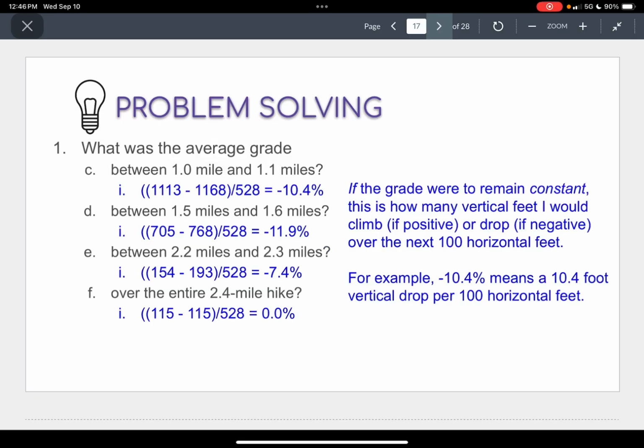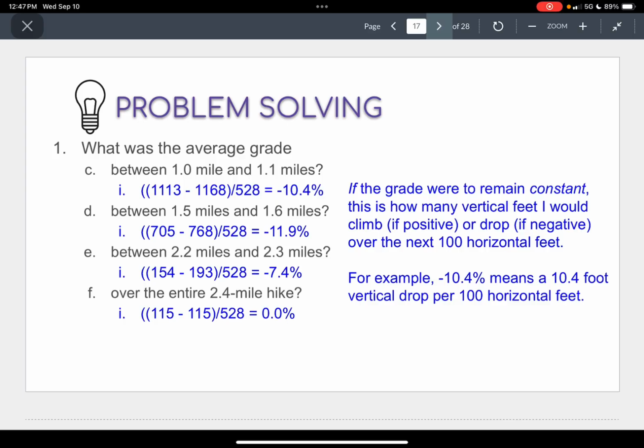And we can repeat these calculations for the indicated segments of my hike. Now notice on these calculations, the next 3 values are all negative. What does that mean? Well, it means that I'm having a vertical drop rather than a vertical gain. So if the grade were to remain constant, this is how many vertical feet I would drop, if negative, over the next 100 horizontal feet. So 10.4 foot vertical drop per 100 horizontal feet, or 11.9 foot vertical drop per 100 horizontal feet, and so on.